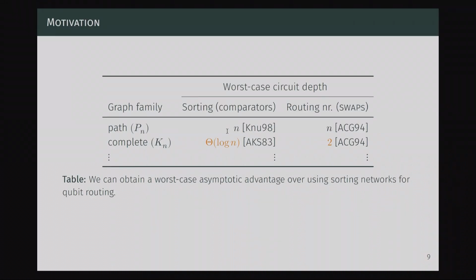On the left, we have sorting networks versus our new approach called the routing number. And we can see that for the path graph, we do not have much of an advantage. But for the complete graph, we go from an asymptotic circuit depth of logarithmic in n to a depth of 2. So we can obtain some asymptotic advantage in the case of routing.